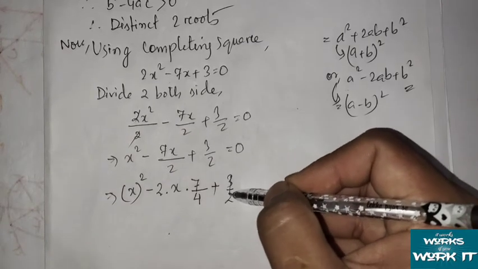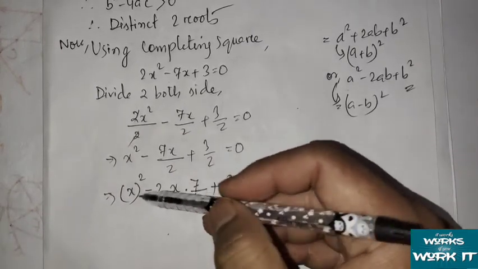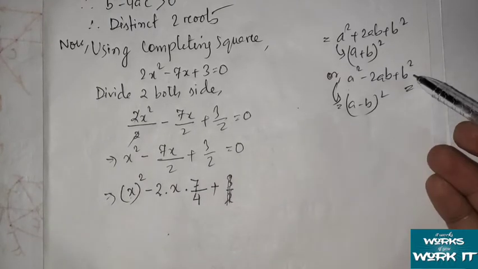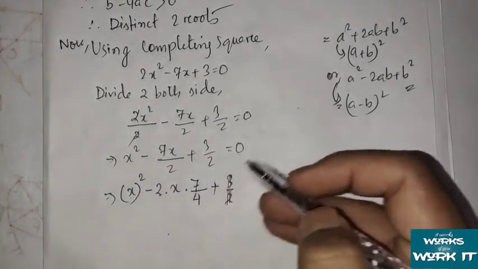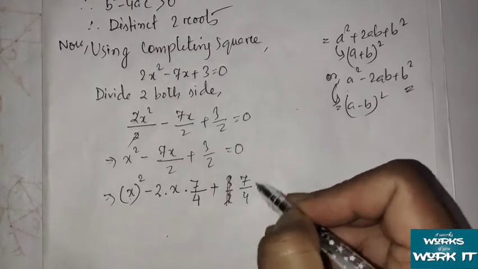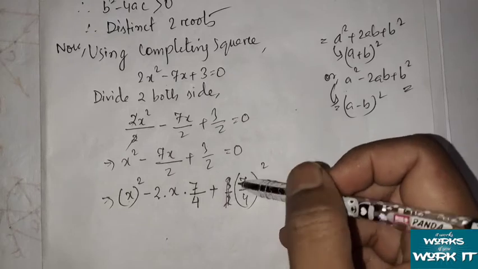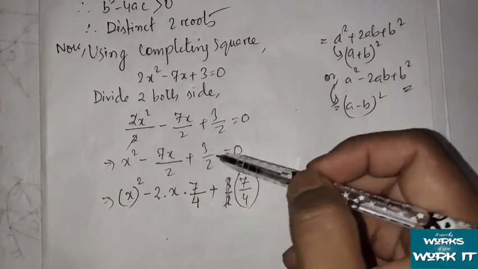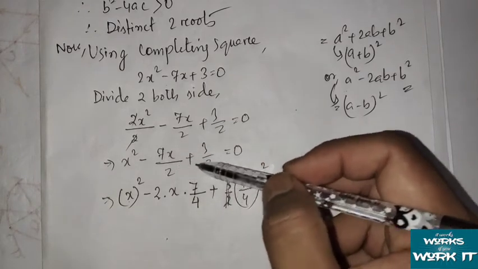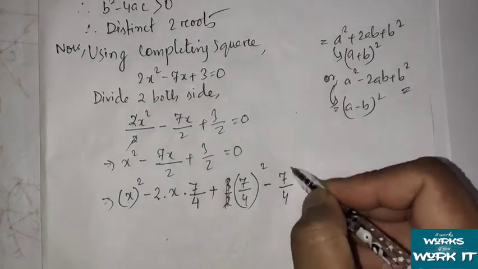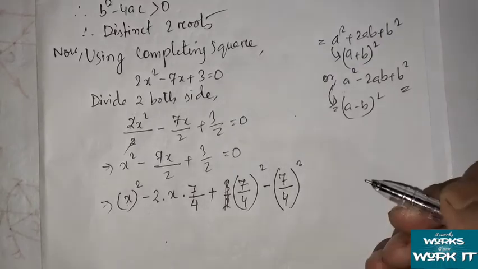But we will write later on this part. So now a square minus 2ab, now we have to fill up b square. So what we have taken b, it is (7/4) whole square. This (7/4) whole square has nothing to do with our original form, original steps. So what we need to do, we need to cancel this one, (7/4) whole square.